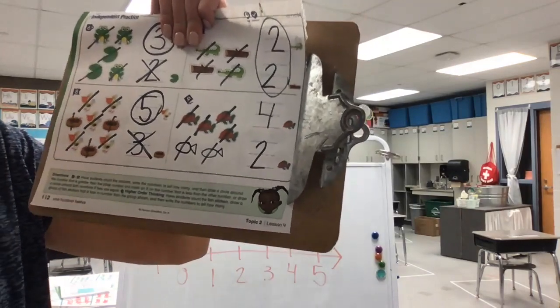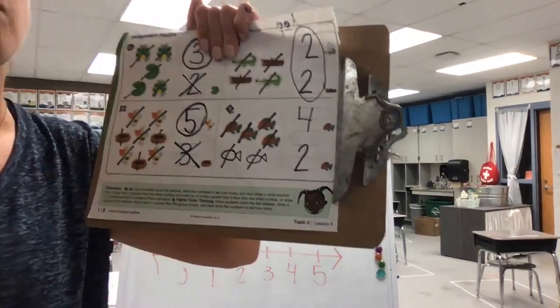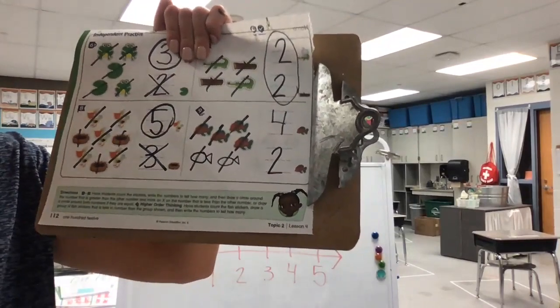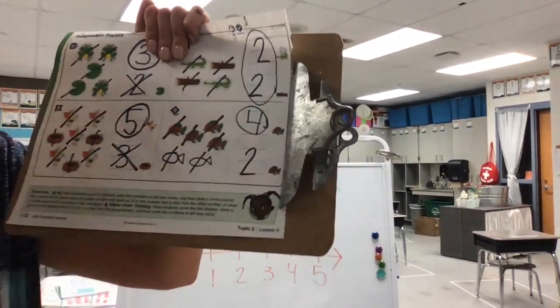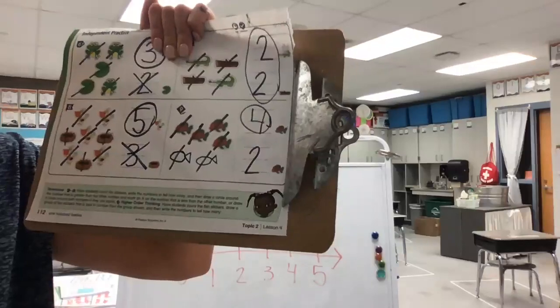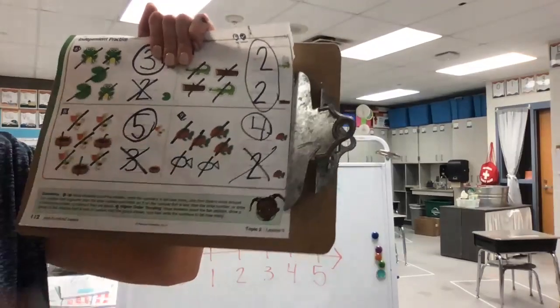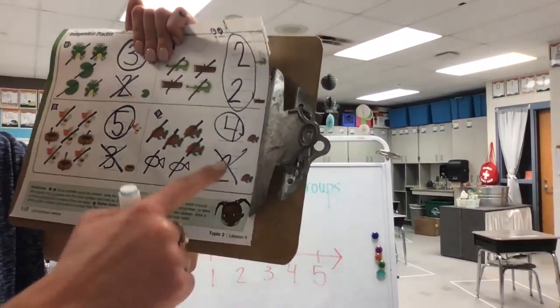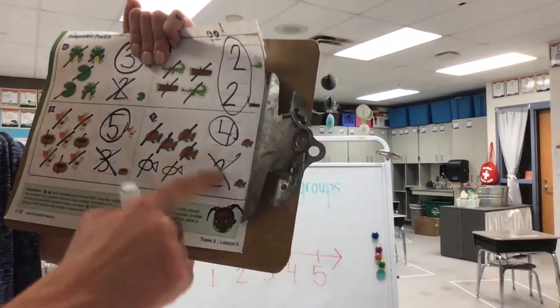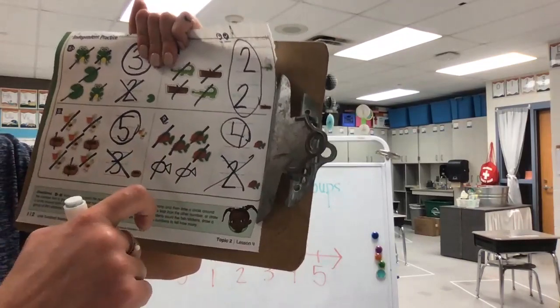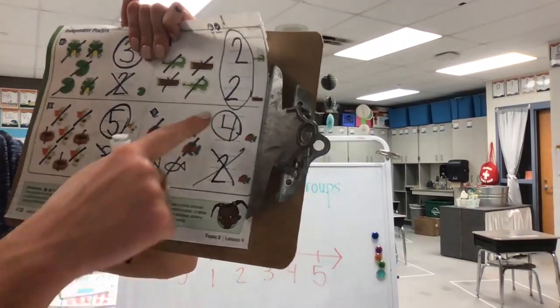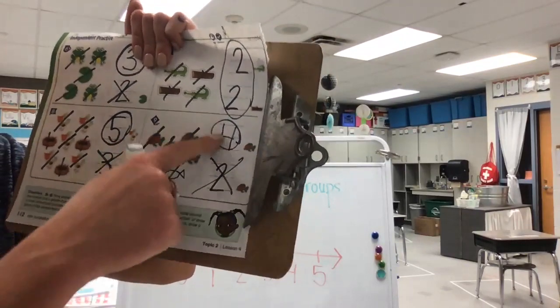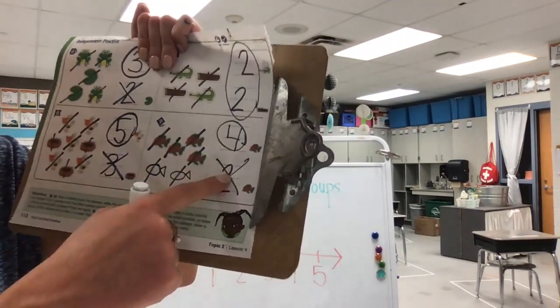Now I need to compare. So which one am I going to circle to show it's greater or more? 4. Good. Which one do I need to X to show it's less? 2. So now let's compare. Let's start with 2 this time. Ready? 2 is less than 4. Good. Now let's compare starting with 4. 4 is greater than 2.